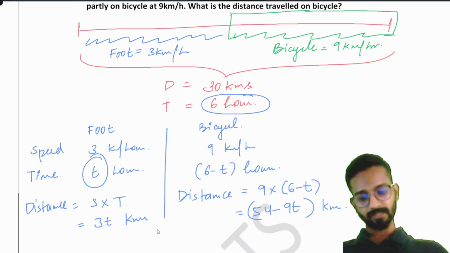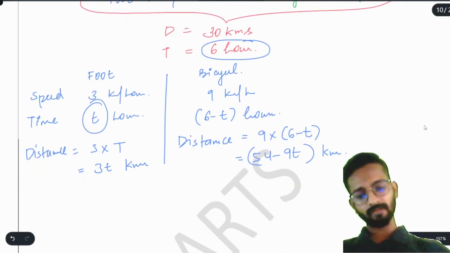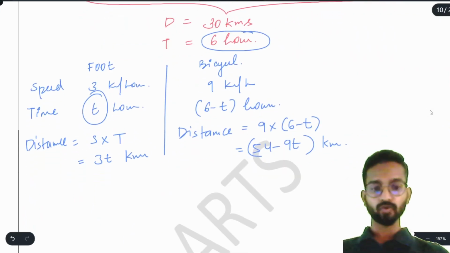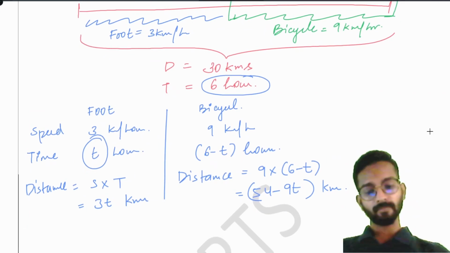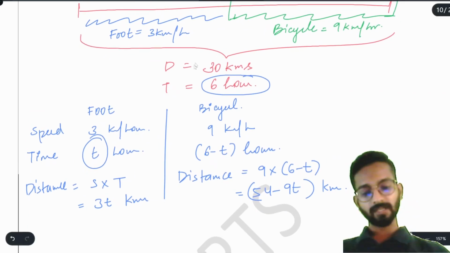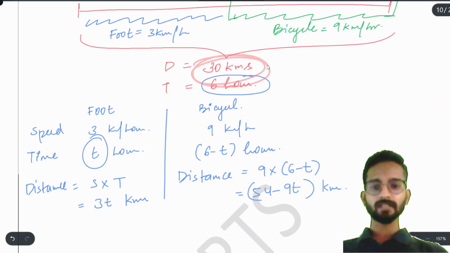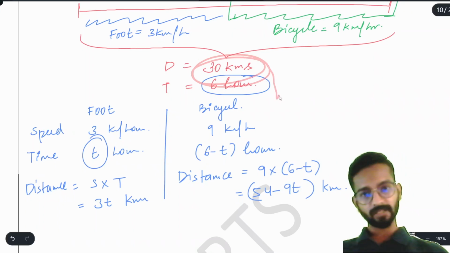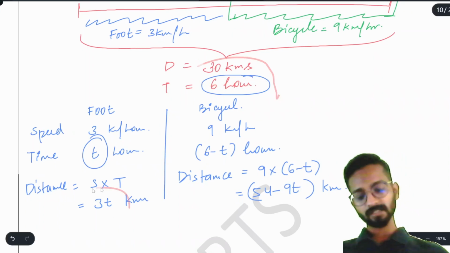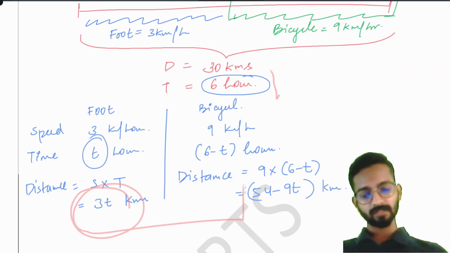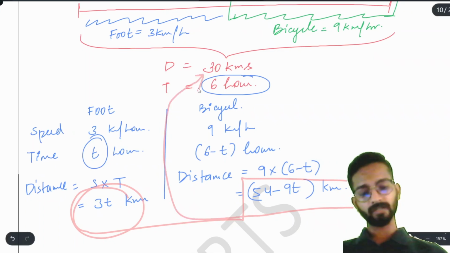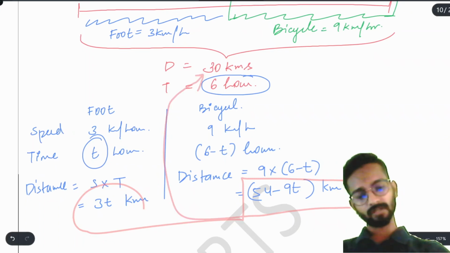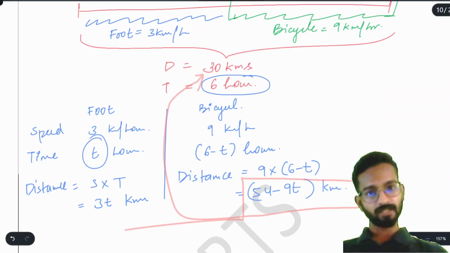Now after writing this, sir, will we equate this distance and that distance? No. Why? Because the distance traveled on foot and bicycle is not the same. But the question has given us that total distance is 30. So if total distance is 30 kilometers, it means the distance traveled on foot plus the distance traveled on bicycle, if I add it, I should get how much? 30 kilometers. Understood? The total distance given in the question is 30 kilometers.